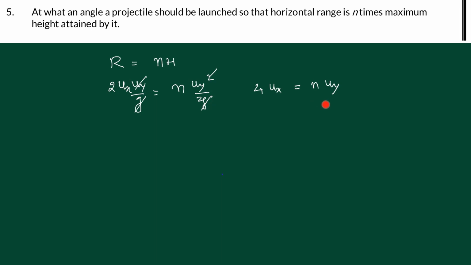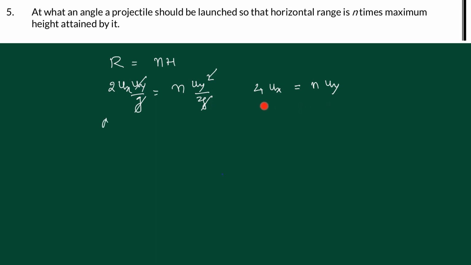At what angle should a projectile be launched so that the horizontal range is n times the maximum height attained? Use the formula for range and height. First of all, the condition is range is equal to n times maximum height. Range is 2 ux uy by g and height is uy square by 2g. So 4 ux equals n uy.